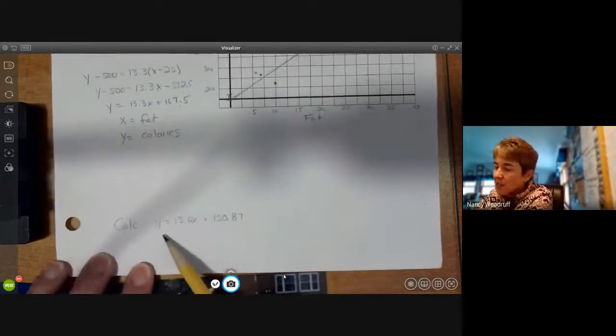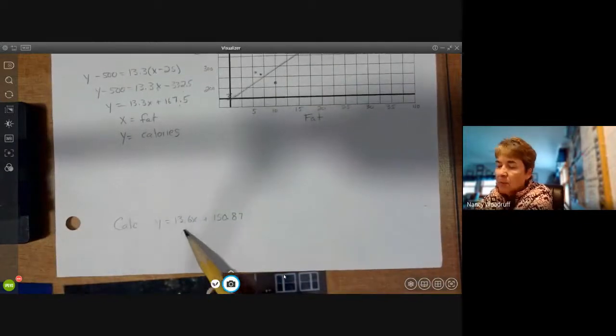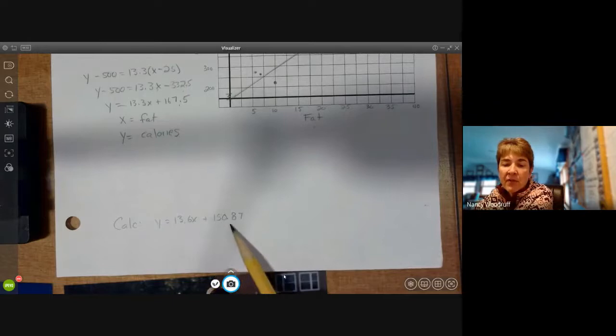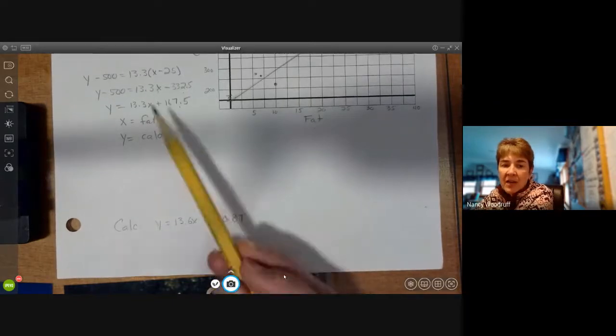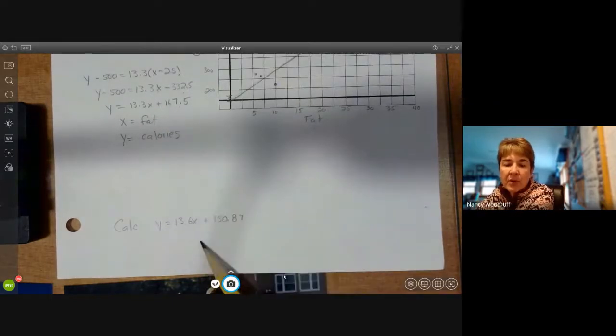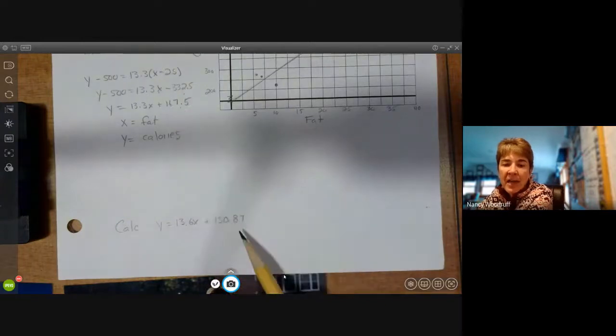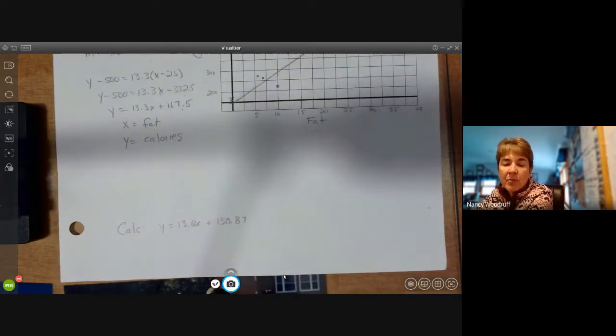And notice it is y equals 3.56x plus 150.87. Not so shabby. I'm feeling pretty good. See what I mean? I'm not exactly on, but I'm feeling pretty close. Okay, you ready to talk about the last one?